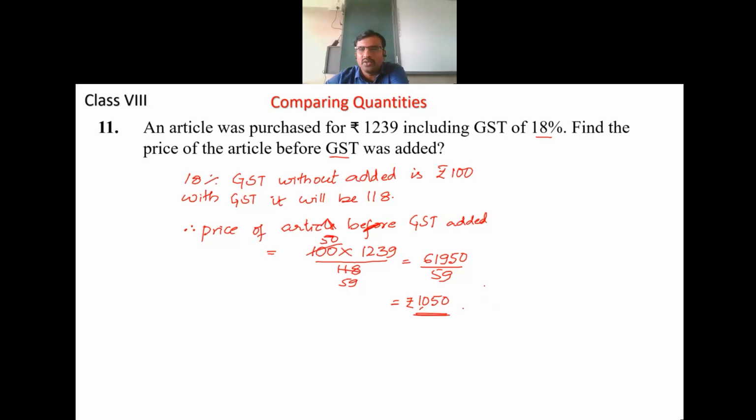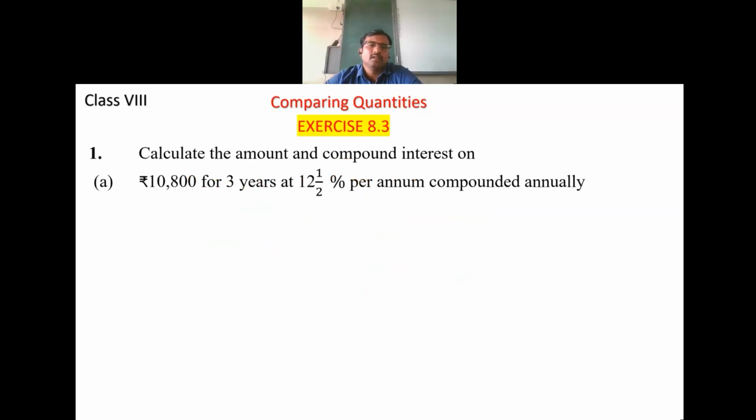After GST, it has become 1239. That's the thing. Now let's look at the next part of the chapter, that is called compound interest.